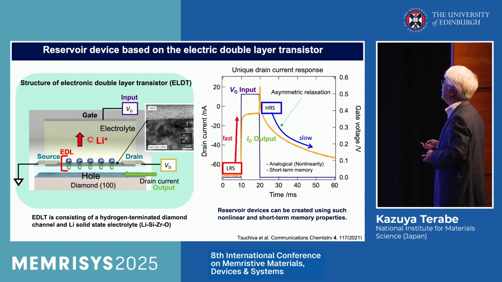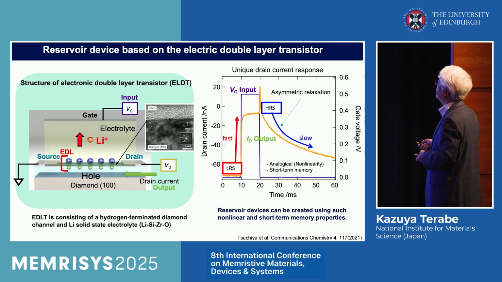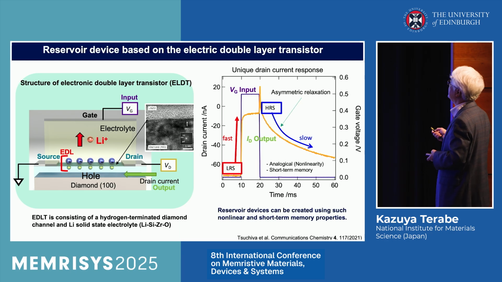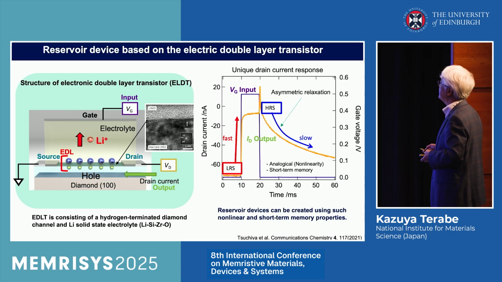So this is drain current, this is gate bias, this is time. We input the gate bias like this. The drain current decreases and increases like this, but there is asymmetric relaxation. This is analogical, namely the nonlinearity and the short-term memory are observed. So such a reservoir device can be created using the nonlinearity and the short-term memory properties.